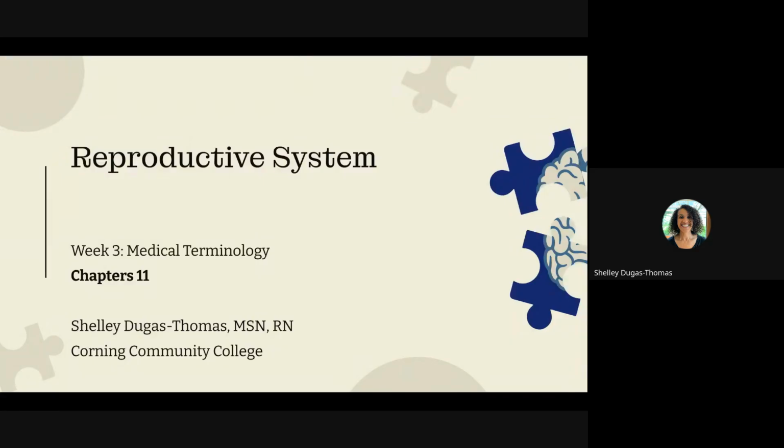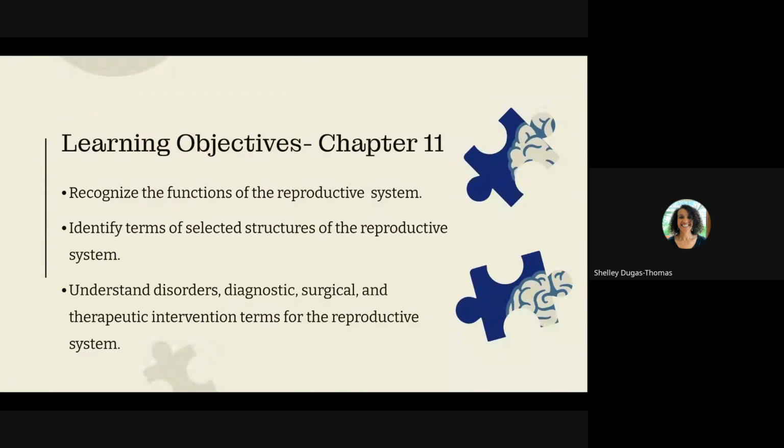So welcome back. This time we're going to discuss Chapter 11, covering the reproductive system. By the end of this chapter, in this lecture, you should be able to look at any complex reproductive term and decipher its functions, anatomical location, and pathology. We'll cover structural terms, disorders, diagnostic tests, and surgical interventions for both male and female systems.